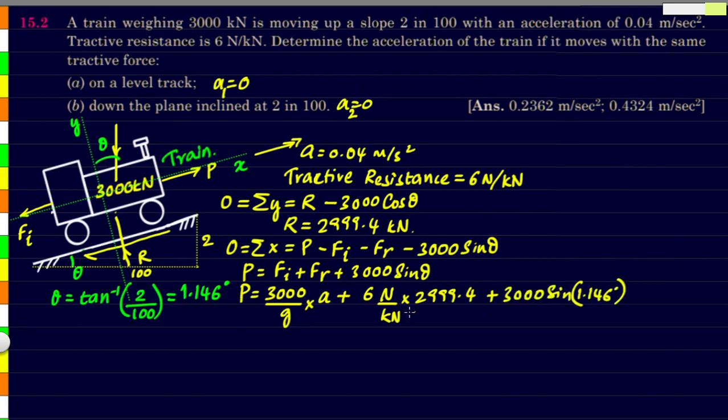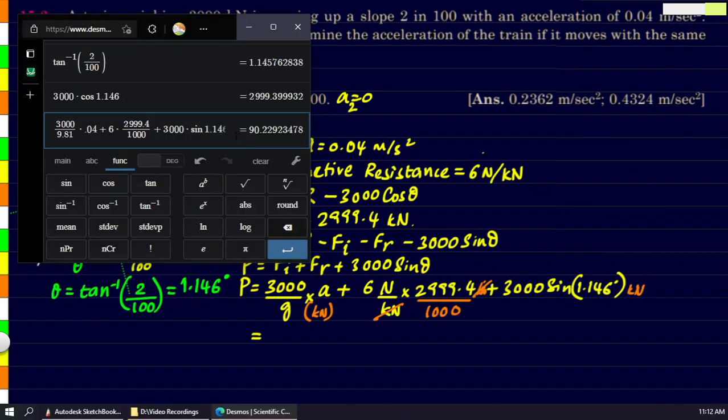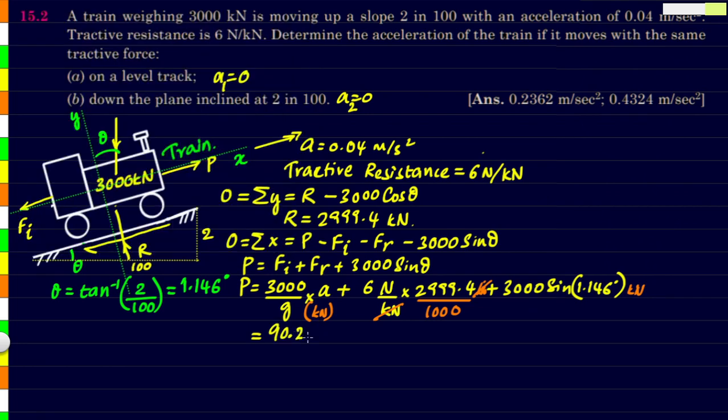While applying this equation, we need to be slightly careful because this value is in kilonewton. Here the kilonewton is getting cancelled and here the value is in kilonewtons. So this value technically we are getting in newtons, and so to convert it into kilonewtons we need to divide this by 1000. Substituting all these values in the calculator, we get the value 90.23 in kilonewtons. So this is the force with which the train is pulling itself.